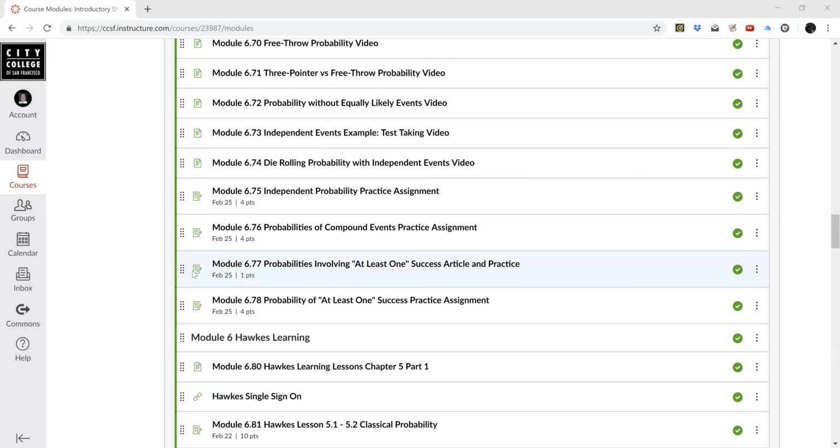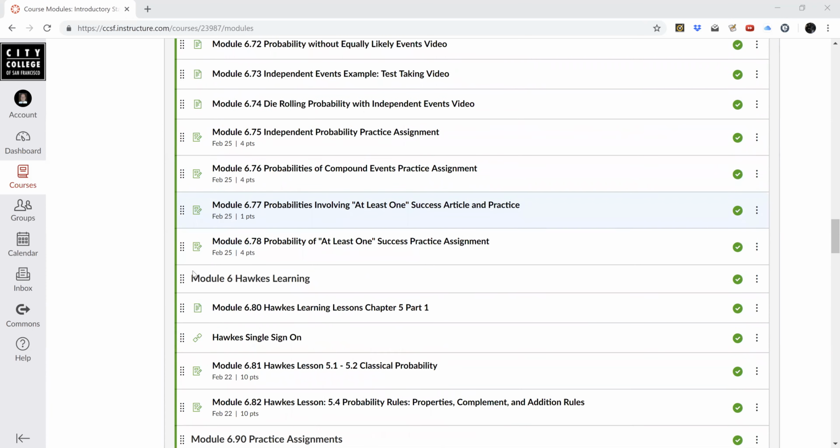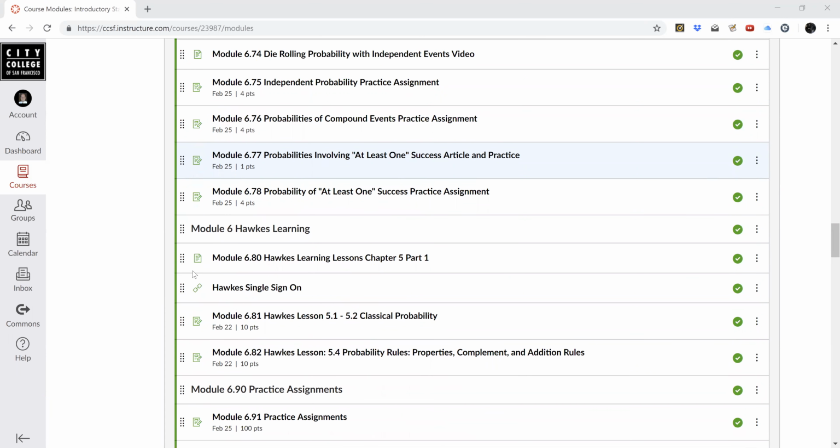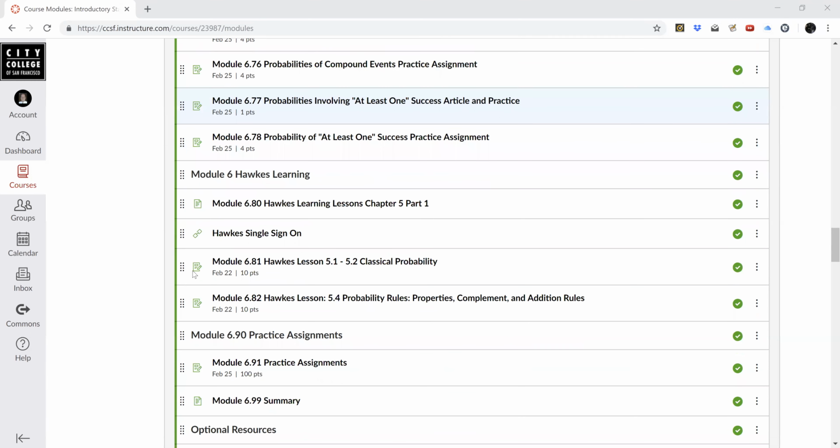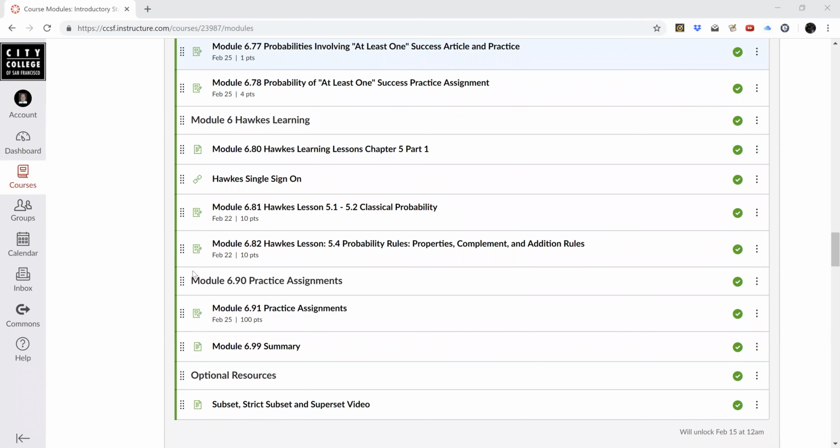Once you've finished all the Khan Academy practice and videos, you will be doing 2 lessons on Hawkes for this module, classical probability and probability rules, and then 2 more practice assignments that you will upload into Canvas. So the module is set up very similarly to previous modules, but the concepts and topics we're going to be covering in this module are really quite different. So first, do well on the midterm exam for descriptive statistics, and then get ready to move into a totally new and different part of the course on probability theory.